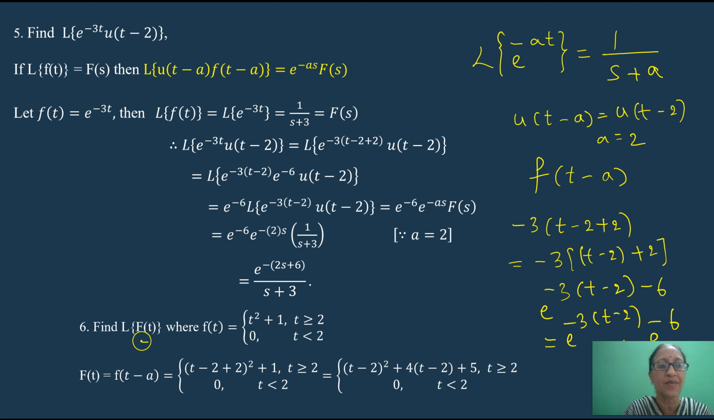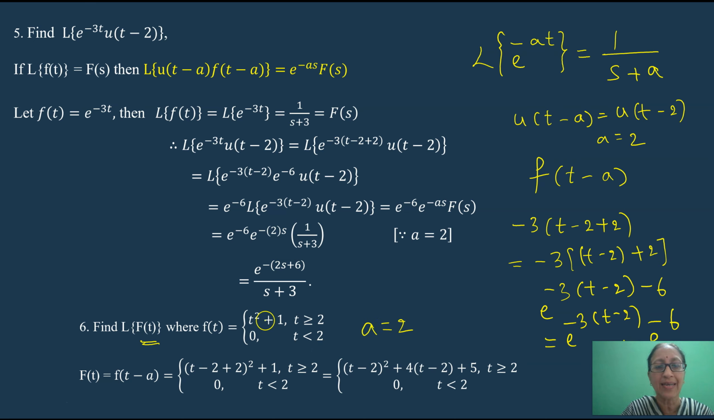Here capital F of t is given, but the given function is in terms of small letters. That means this is only function f of t, which is in terms of t. But we need capital F of t. What is the definition of capital F of t? Capital F of t is nothing but f of t minus a and 0, right? So to get that f of t minus a, first identify a. What is a? Here t is greater than or equal to 2, t is less than 2. That means a equals 2.